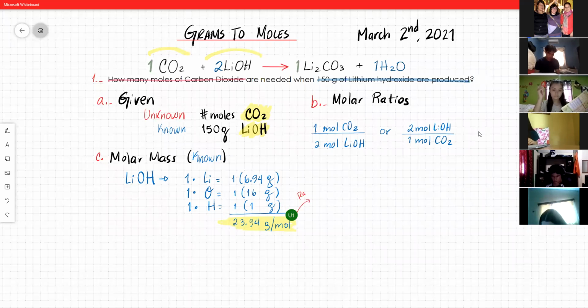So how can I write it as a ratio? So it's going to be 23.94 grams.